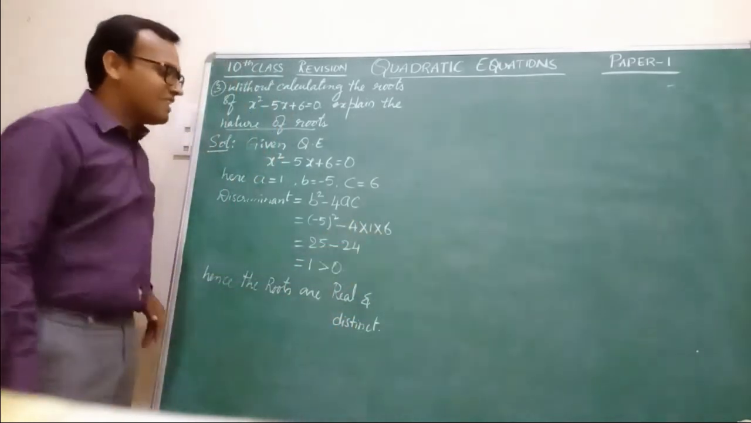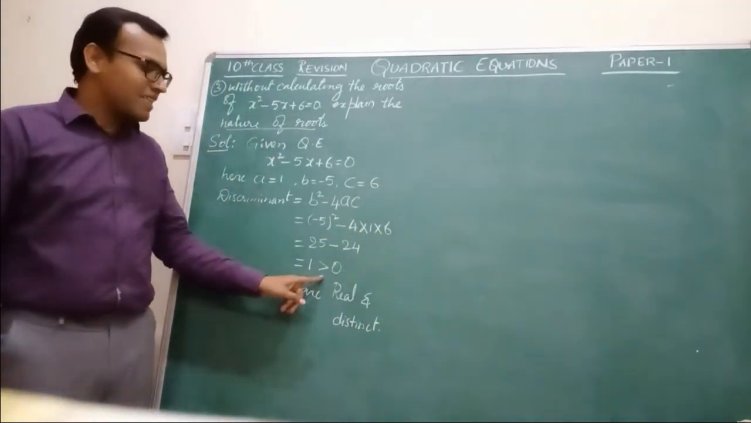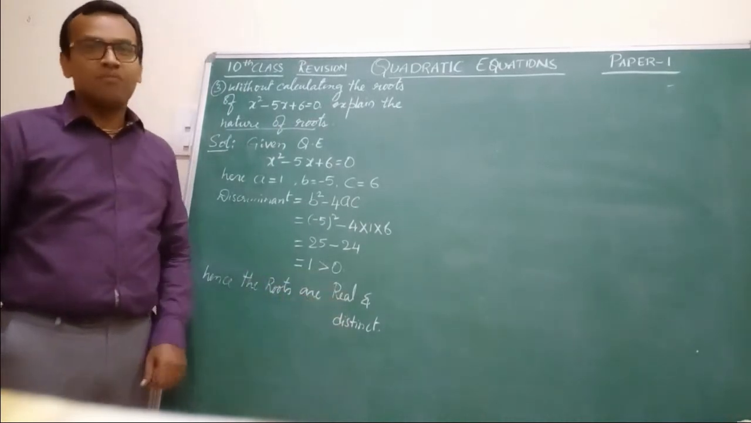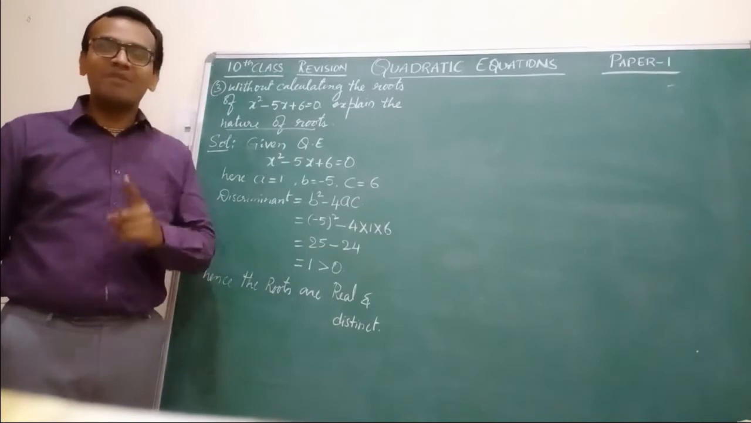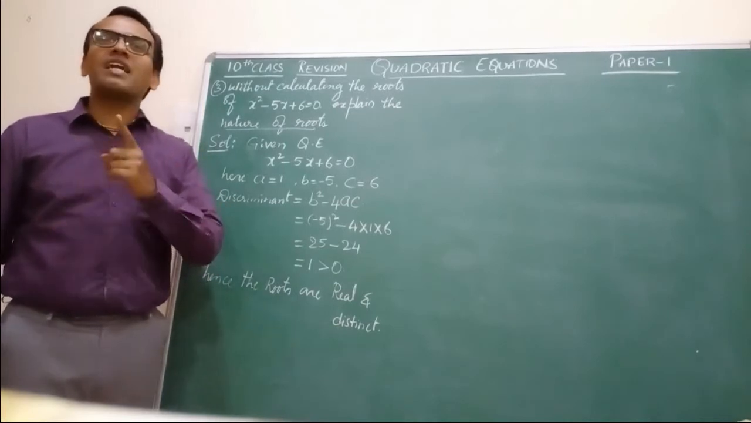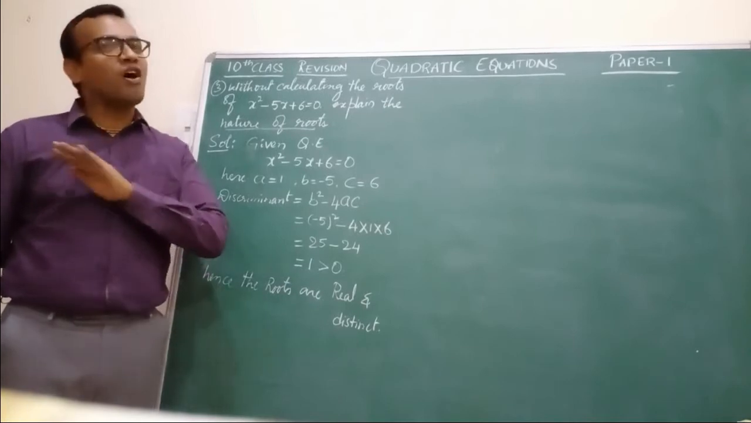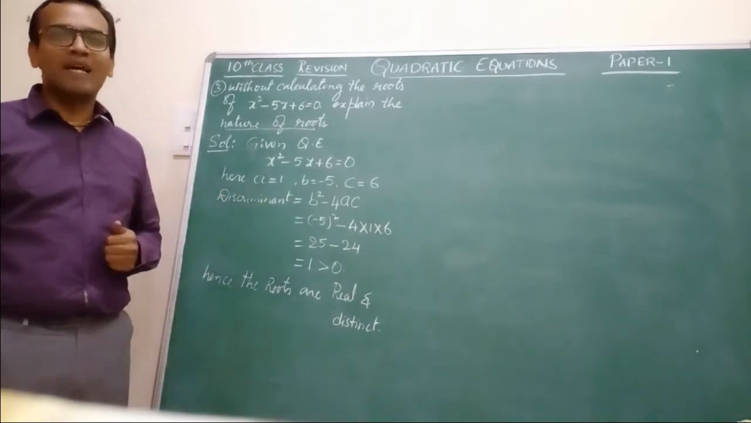If the discriminant is greater than 0, roots are real and distinct. Other two conditions: if the discriminant is equal to 0, roots are real and equal. If the discriminant is less than 0, roots are not real, which is imaginary.